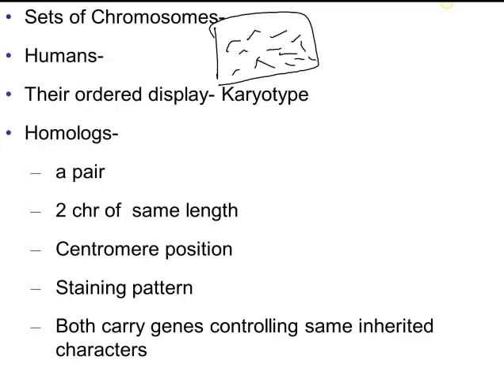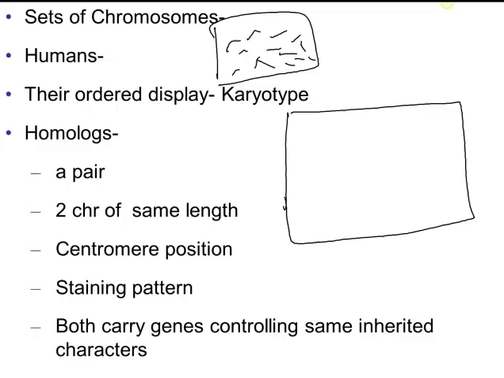Then what you could do is, in the computer, you could generate a process in which you check for staining pattern, same length, and centromere position. Now, what is the centromere? Again, I go back to this. Supposing this is the chromosome.